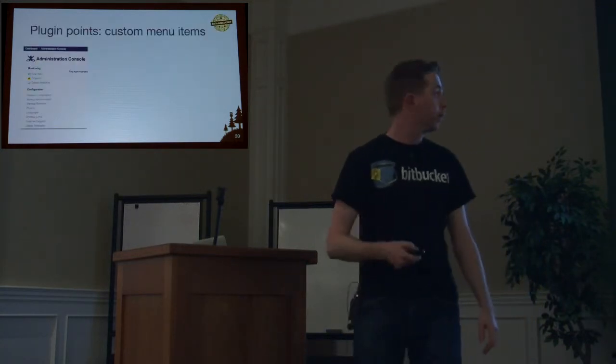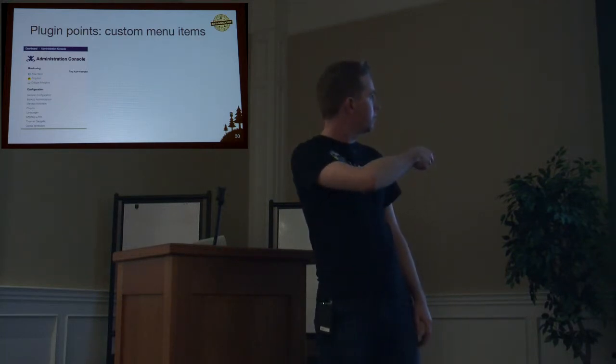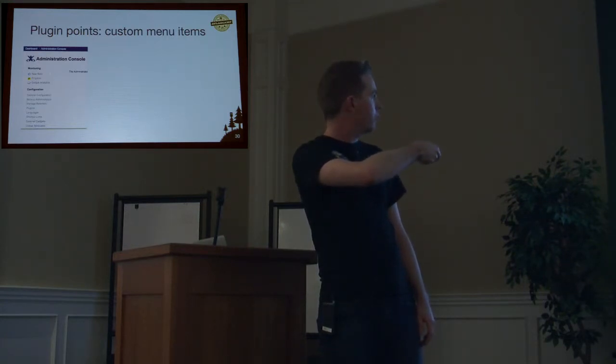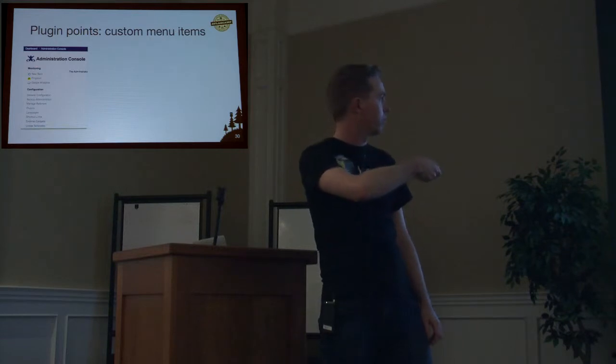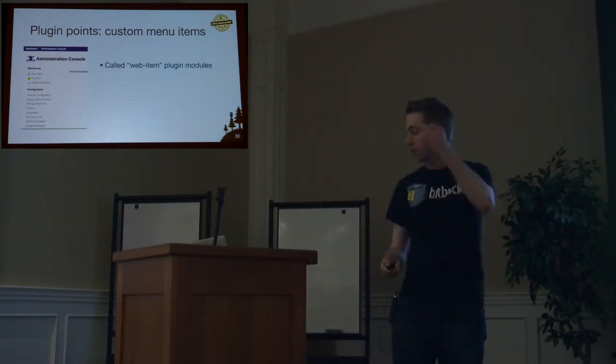The first one I'm going to talk about is custom menu items. It's a bit hard to see here, but this is the Confluence admin console. And these are the default options that you get in the product. We're going to add 3 new options here for monitoring, so we can easily get to our monitoring services.